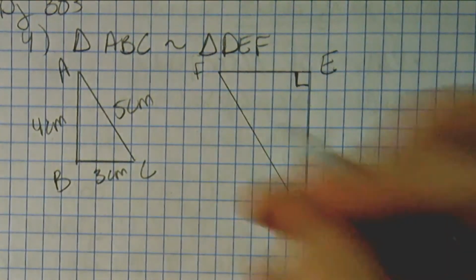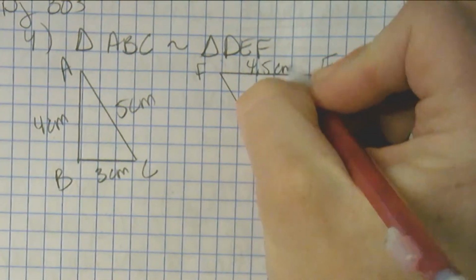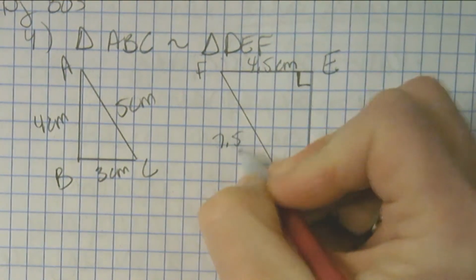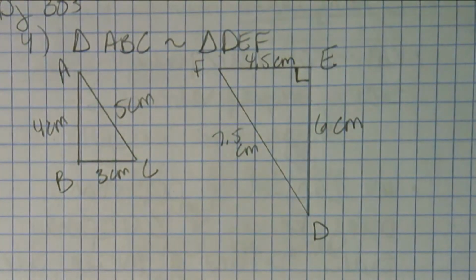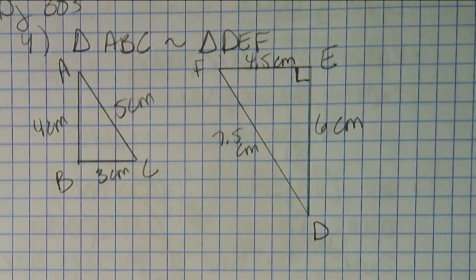Then they tell us that this is 4.5 centimeters, this is 7.5 centimeters, and this is 6 centimeters. Okay, if these are similar triangles, what do I know about the ratios of the corresponding sides? Amanda? They're all going to be the same.